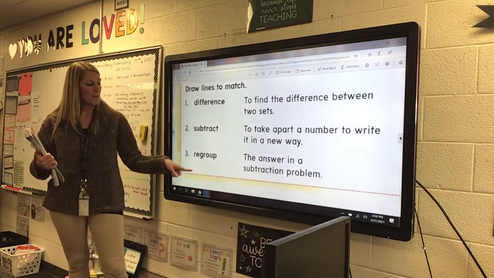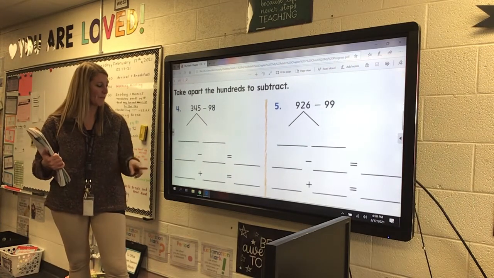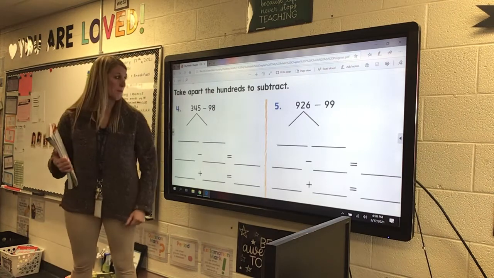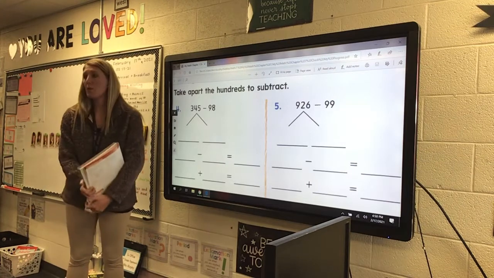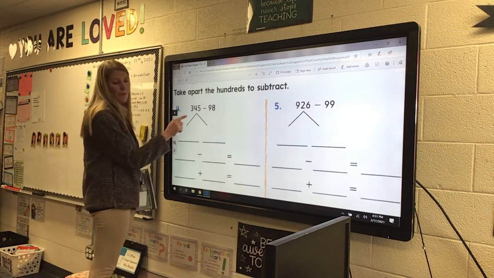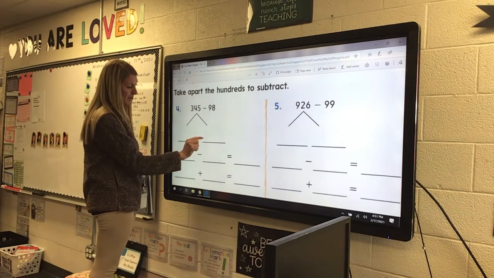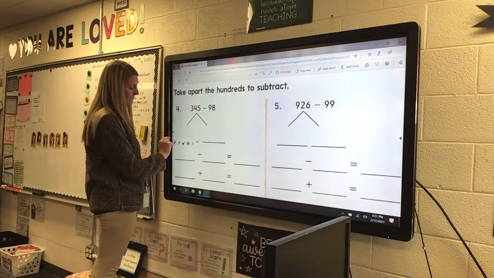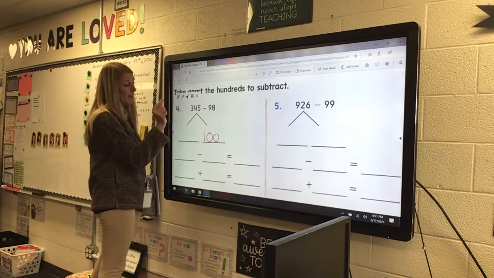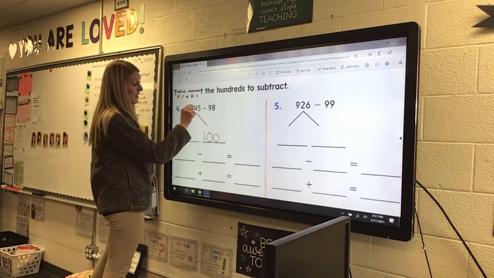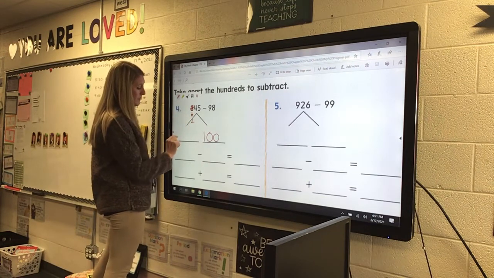Now, Mrs. Murphy's going to help you on these bottom 2 because these are kind of some hard ones. But then I'll have you finish most of the back on your own. So we're going to take apart 100 to subtract. So remember, our goal is to get one of these to 100. So if I have 345, I'm going to get one of these to 100. So I'm going to put this one at 100. Then I'm going to have 345. I'm going to take 100 away. So then if I have 3 and I take 1 away, there's only 2 left. So then this should be 245.